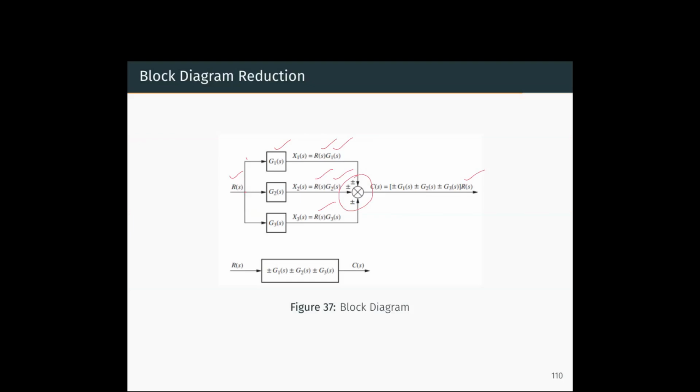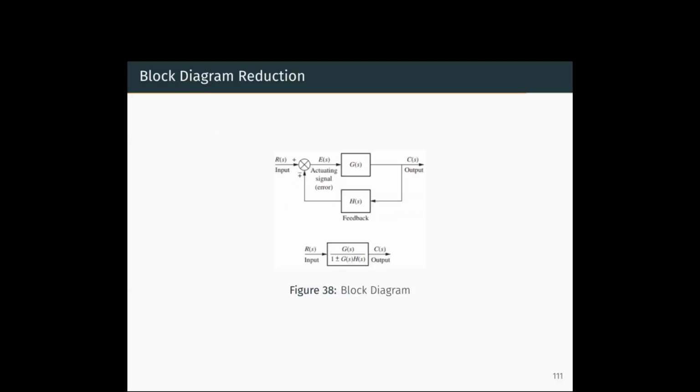So this equivalent representation is: R of s can be taken here, and C of s is nothing but R of s into G1 plus G2 plus G3. So whenever three blocks are kept in parallel, we add them or we subtract them based on whatever is here, whether it is plus or minus. Now comes the important feedback form.